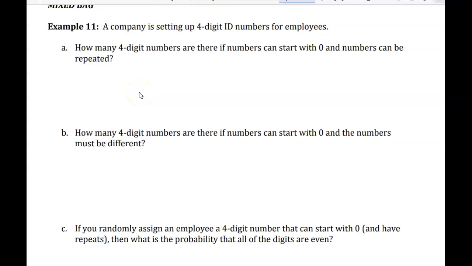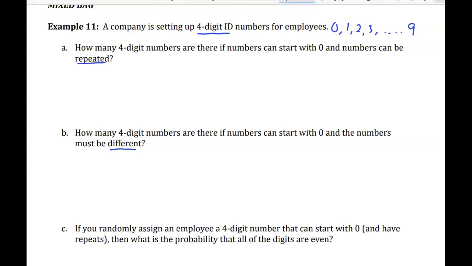These two examples where we're looking at 4-digit codes. It's very important to notice whether they can be repeated or if they must be different. So think about 4-digit codes. That means the numbers can be anywhere from 0, 1, 2, 3, all the way up to 9. We cannot include the number 10 because 10 is a 2-digit number.